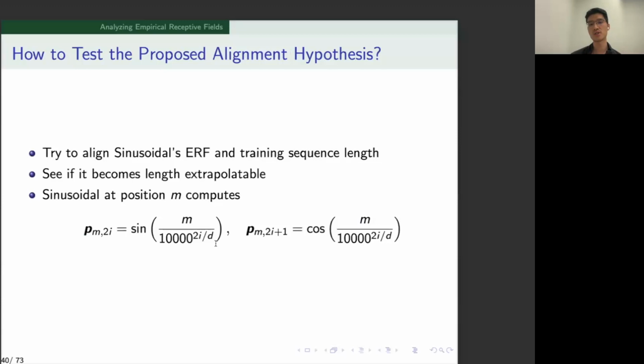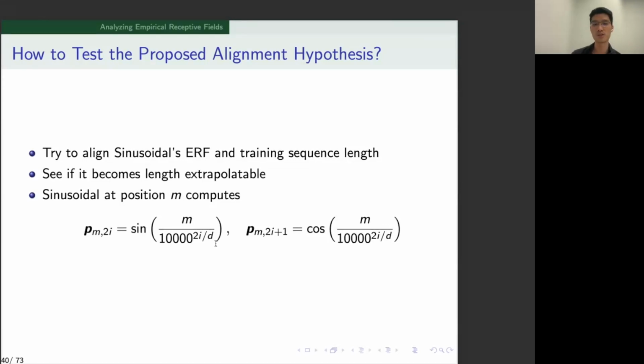So okay, let's say this proposed alignment hypothesis is true. How can we test it? The way I verified it is that I tried to come up with a new simple relative positional embedding method that follows this alignment hypothesis. And if this new positional embedding method can extrapolate to longer sequences, then maybe this hypothesis is true. At least I would be more confident that this is true.